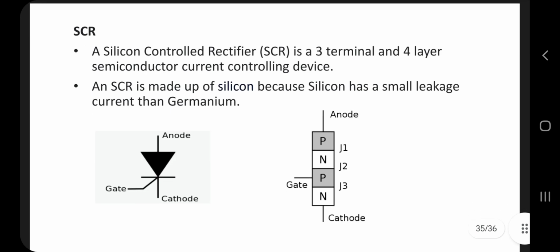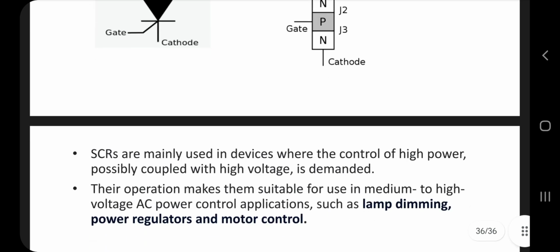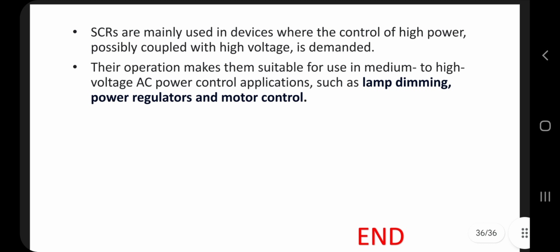What is SCR? A silicon controlled rectifier is a three-terminal, 4-layer semiconductor current controlling device. An SCR is made up of silicon because silicon has a smaller leakage current than germanium. This is the symbol of SCR and this is the structure of SCR. SCRs are mainly used in devices where the control of high power, possibly coupled with a high voltage, is demanded. Their operation makes them suitable for use in medium to high voltage AC power control applications such as lamp dimming, power regulators and motor controls.